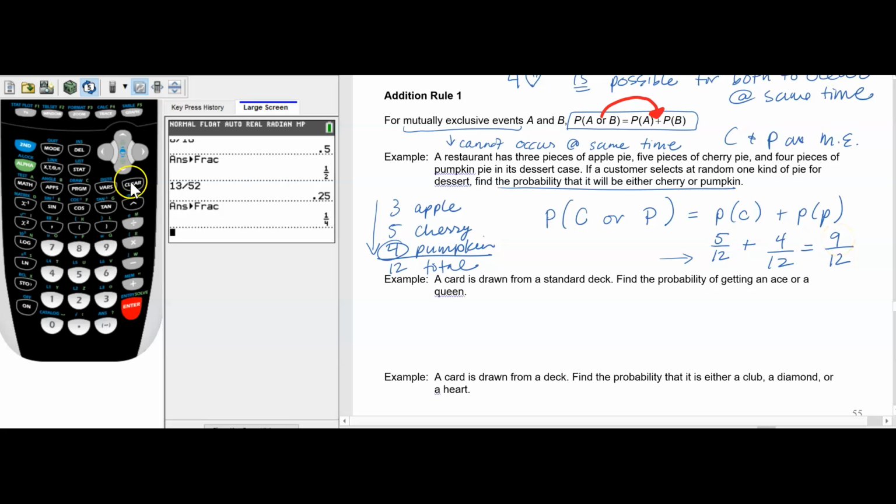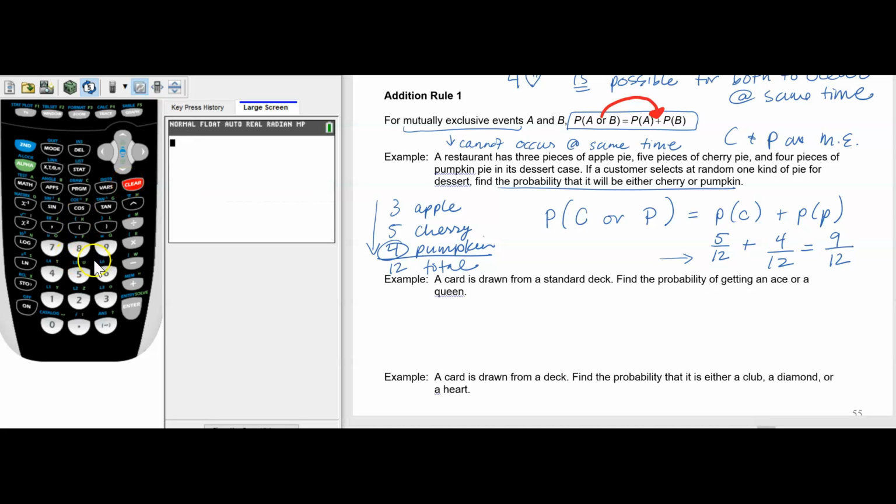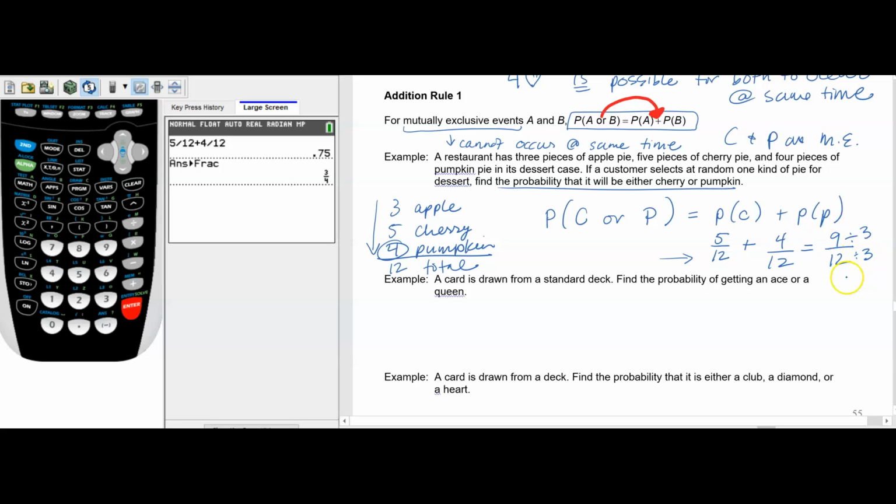You can use your calculator to add fractions. I'll show you real quick how you do that. You do 5 divided by 12 plus 4 divided by 12, enter, and then you can hit math, enter, enter, and that gives you the reduced fraction. So 9/12, those numbers are both divisible by 3, and we end up getting 3 over 4 as an answer.